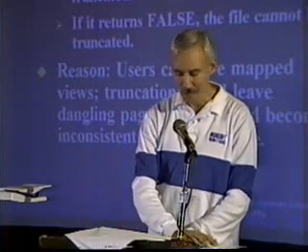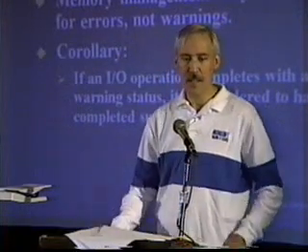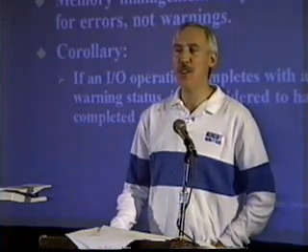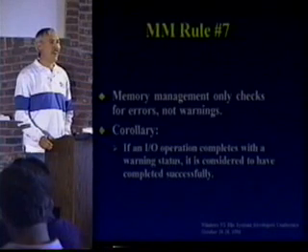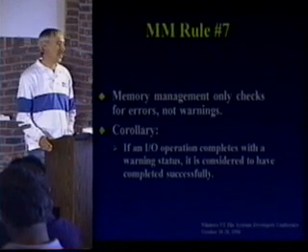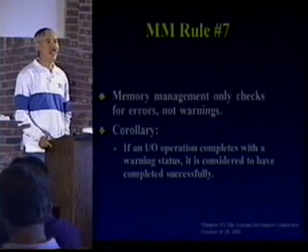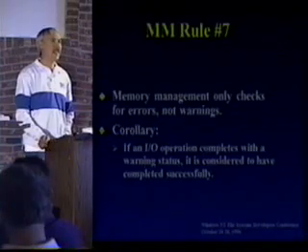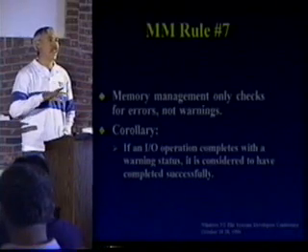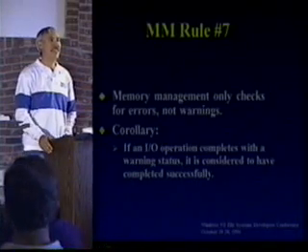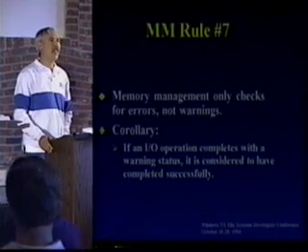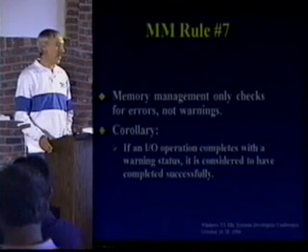So let's go to the last rule. Rule number 7, and this burned our file system just a couple months ago, is we only check for errors in the memory manager, not warnings. So if you say, warning, I didn't write that data, and it's a severity code in the status, well, too bad, we think you did. So make sure that if you want an error returned, you return an error.